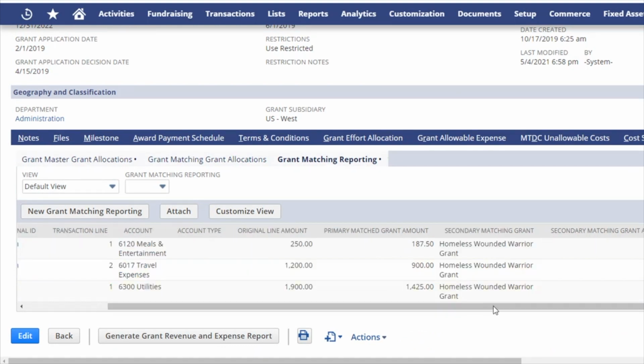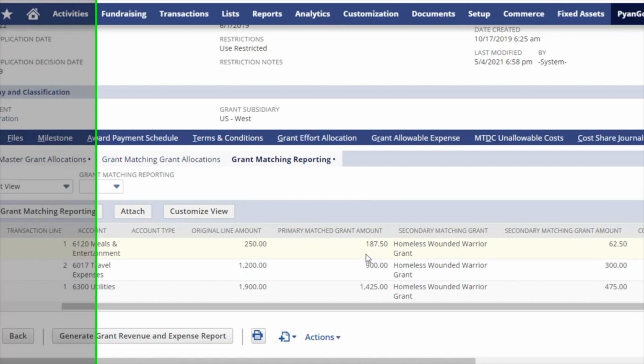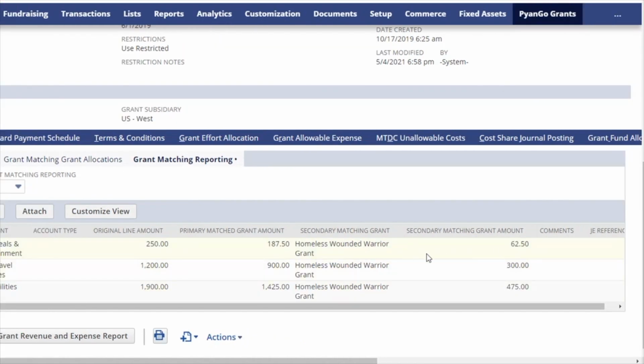So in this listing here, we can see the primary grant amount that has been charged to the Wounded Warrior Research Grant and the secondary matching amount at that 25% rate. This was generated by the scheduled process, which can be run at any time.